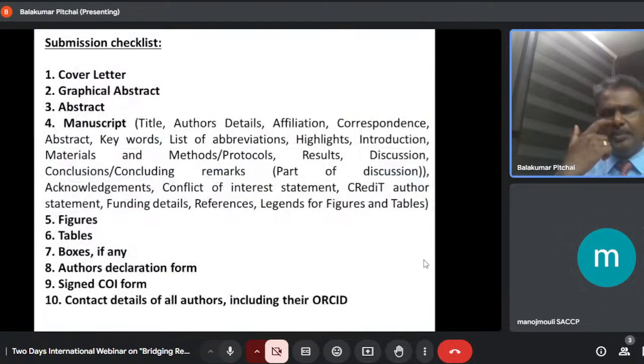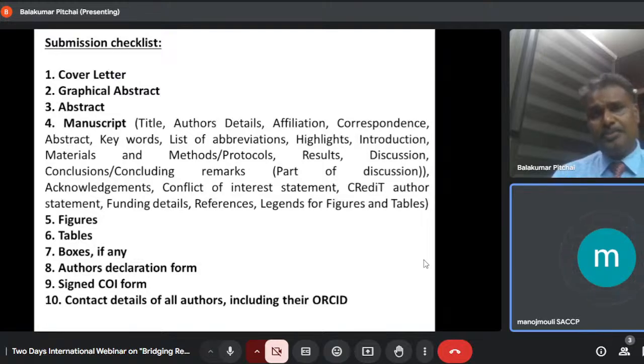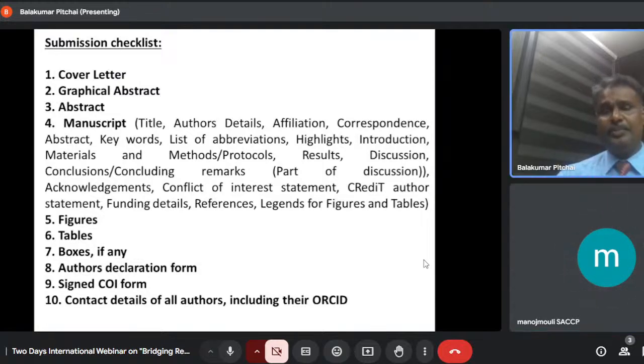So this is the submission checklist. A one-page cover letter is a must. Graphical abstract, and a separate copy of the abstract. Then the total manuscript: on the first page, title, author details, affiliation, corresponding author. Second page, abstract and keywords. Third page, list of abbreviations. Fourth page, highlights. And on the fifth page, there may be a graphical abstract, which you have to upload separately anyway.